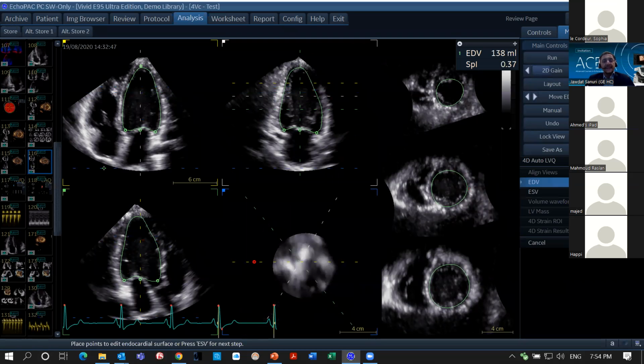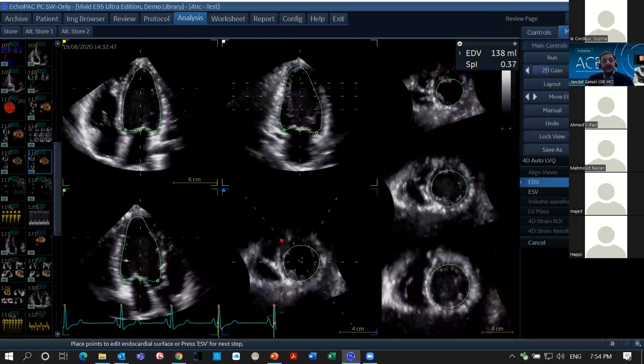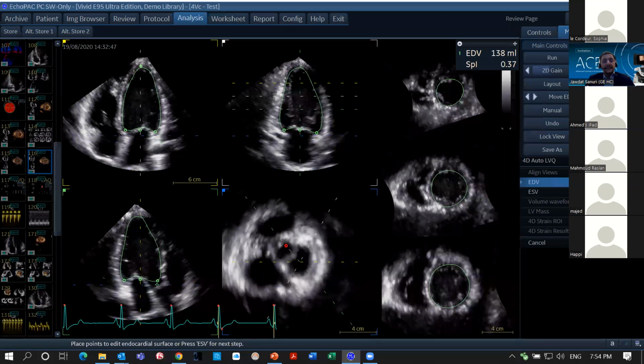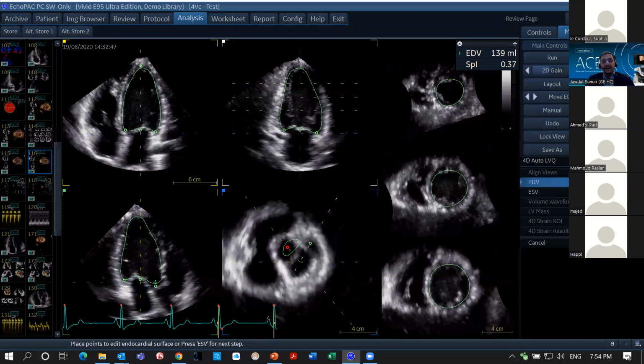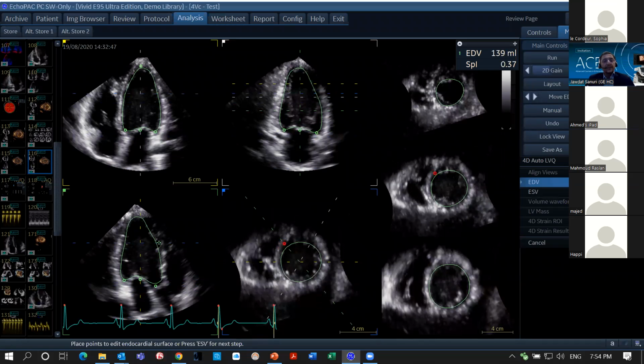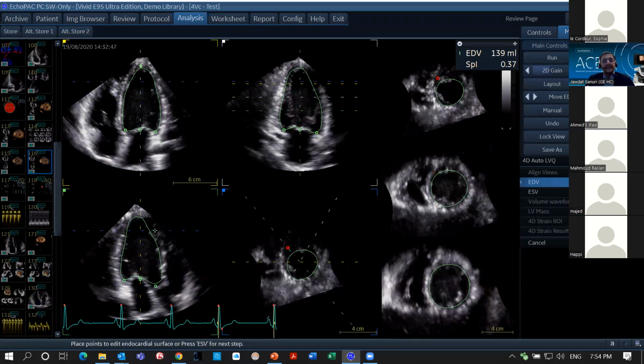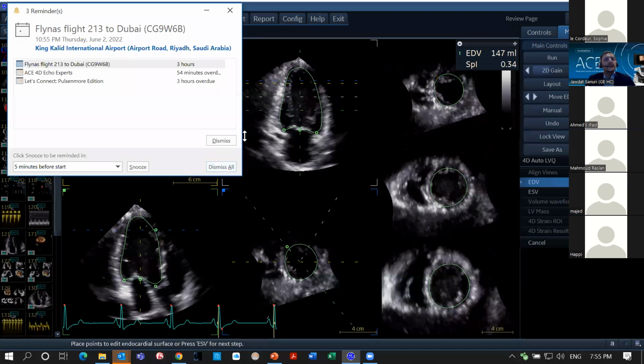One of the first things I can see in this image that needs to be changed, of course, is including the LVOT, because that is part of the LV volume. Then here in the 3-chamber, you can see this is not included: the anterior, the septal, the apical septal segment. So this needs to be included.